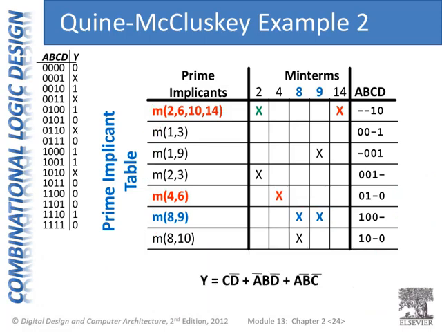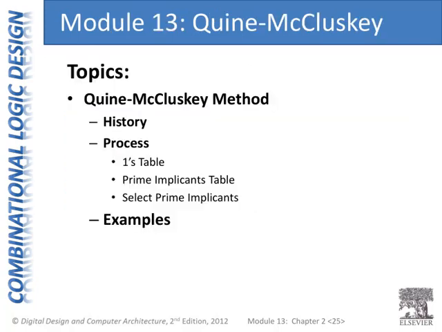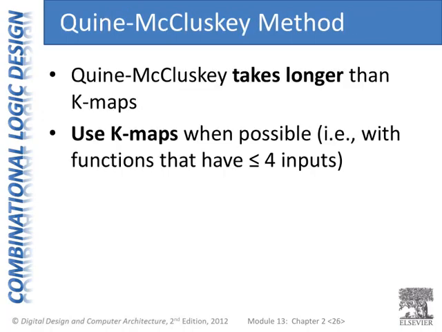So here we have it typed out nicely for your convenience. And let's review what we talked about. We talked about the Quine-McCluskey method, its history, and the process. We make the ones table, then the prime implicants table, and select our prime implicants. We went through a couple examples. And I want to reiterate what I said earlier.